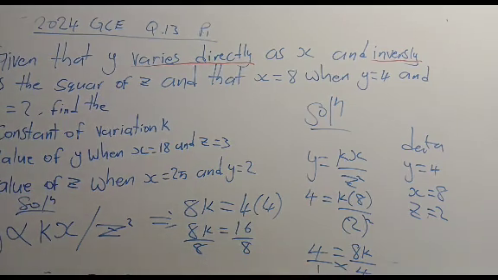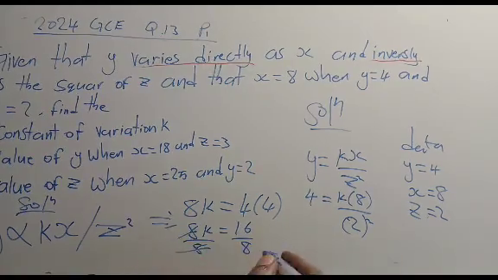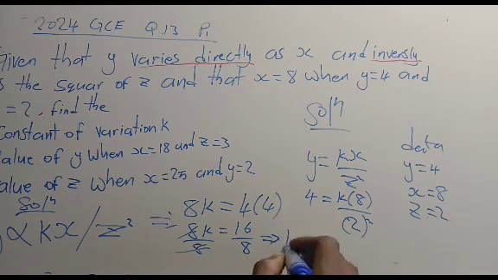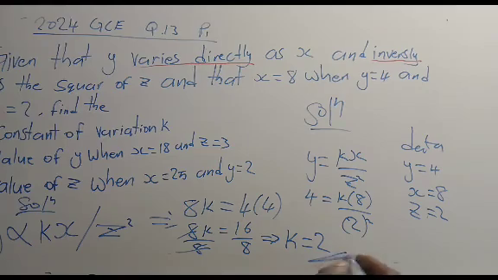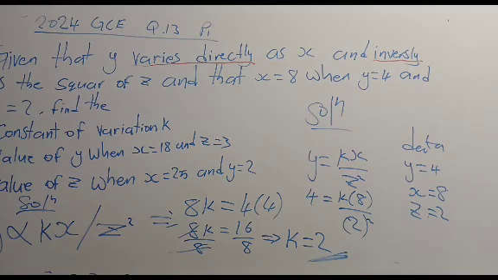Then 8 into 8 is 1, so we get k, which is equal to 2. So our k is 2. Let us go to the next question.